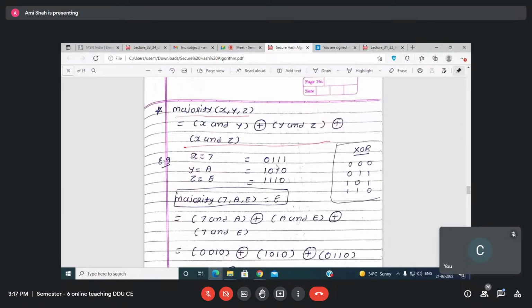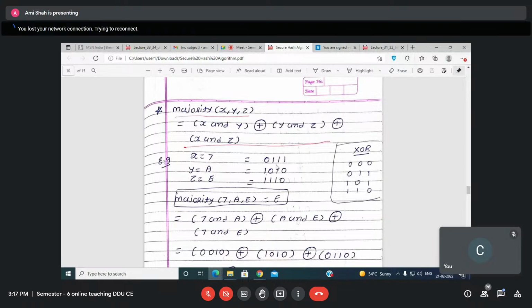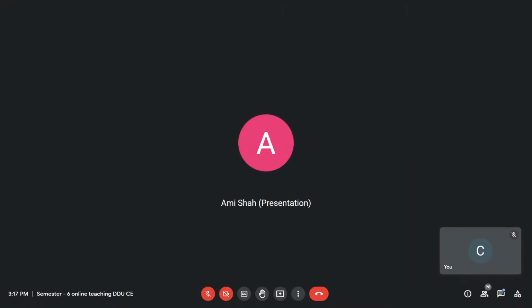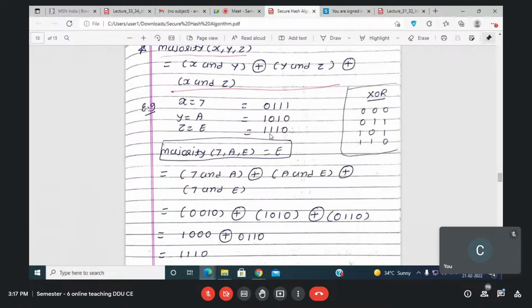Now how am I achieving this? So x is 0 1 1 1 0, and once you know that in AND, 1 1 gives 1, you get 0 0 1 0. Now similarly here y and z. Here what you get is 1 0 1 0, xor x and z. What you are getting here is 0 1 1 0. So this is what you are getting.